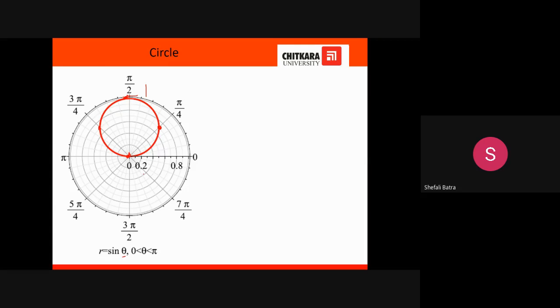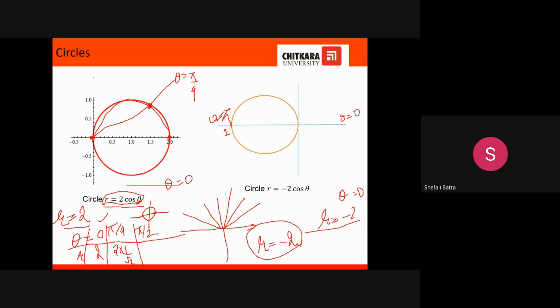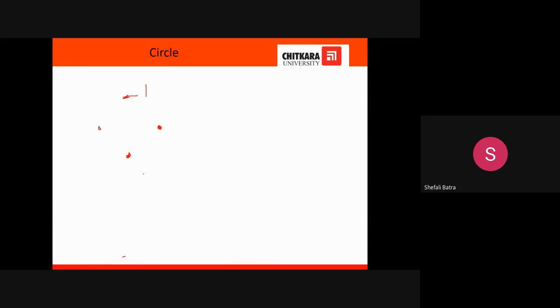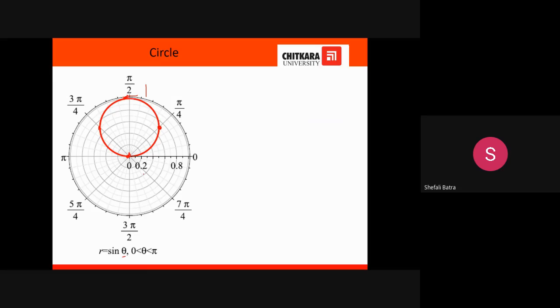Is it clear? Yes or no? Yes, ma'am. Now tell me, if I'm asking r is equal to minus sine theta, where will that circle be? See, cos theta was on the positive x-axis. Negative cos theta would be on the negative x-axis. Sine theta is on the positive y-axis. So I'm asking about r is equal to minus sine theta. On which axis will it be formed?